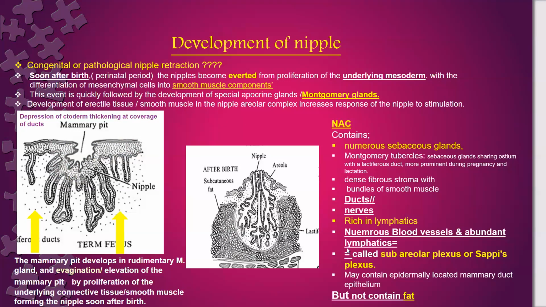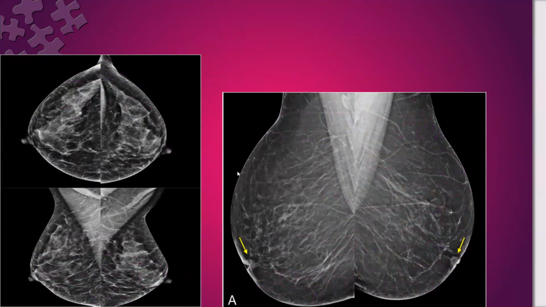This is important to underline, to understand what pathology is expected to be seen in the nipple areolar complex according to the component of each. So originally the nipple is inverted and then gets everted. So which one is supposed to be first?